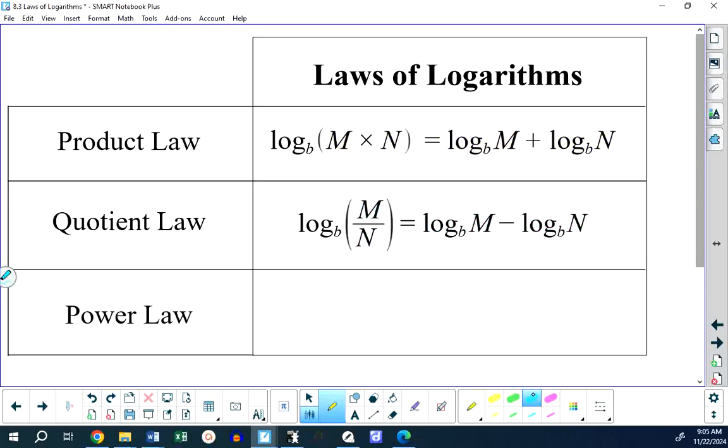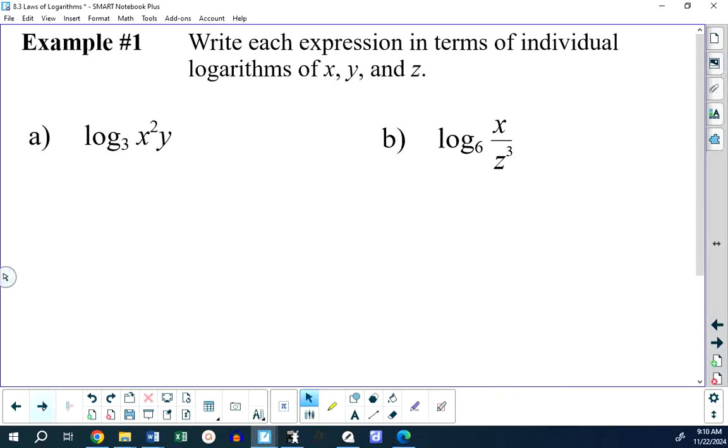And then the power law, the most powerful one, no pun intended, it really is. It's such a valuable logarithmic law. It says when you take the logarithm of a power, m raised to the n is a power. A power has a base. In this case, the base is m, and it has an exponent, which is n. When you take the logarithm of a power, you can instead just take the exponent times the logarithm of the base. And it's an incredibly valuable thing. So let's get started with some examples. Write each expression in terms of individual logarithms of x, y, and z.